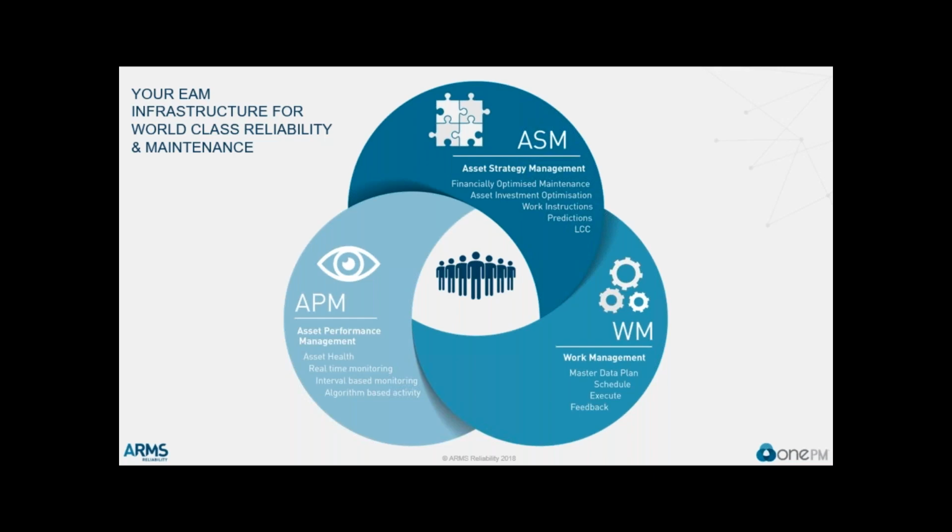And when we have a focused effort to do all three of these pieces, we'll be able to achieve the levels of performance that we're looking for as an organization. Asset strategy management, asset performance management, and then work management, all doing the best of what they do. Work management is executing tasks, performance management is understanding condition, and asset strategy management manages the actual strategy and intervals and the content that goes into the execution through work management.